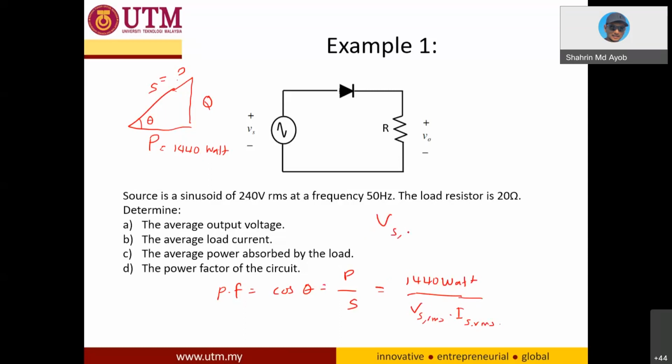Right now your V source RMS is 240 volt. And I source RMS is equal to your I out RMS, because you are using a single loop. Meaning that if this one is I out, this one is I S. So same, if this one is 5, this one is also 5. So calculate for me your I out RMS, which your friend has already calculated, using VM over 2R.